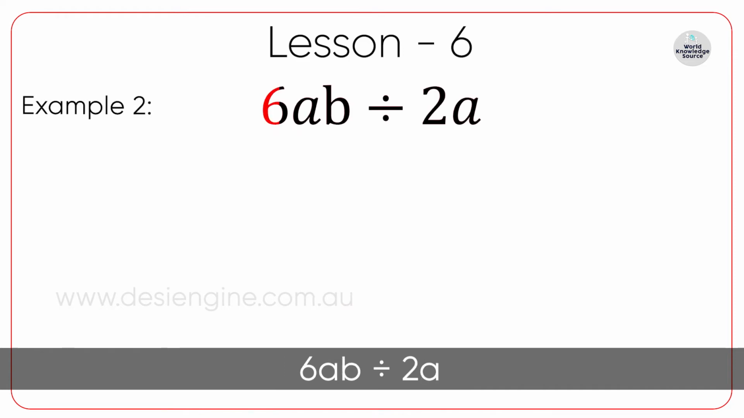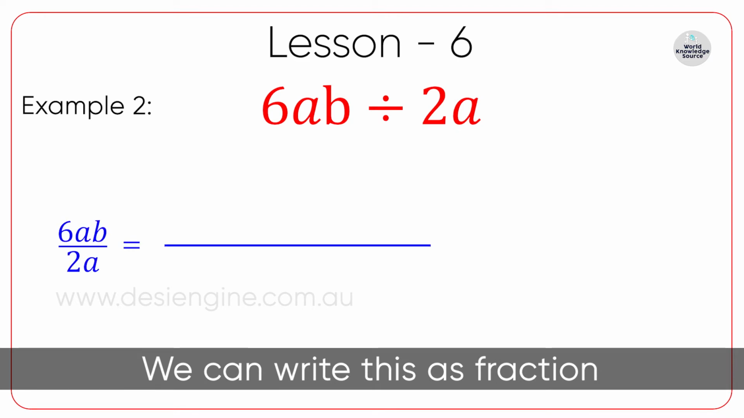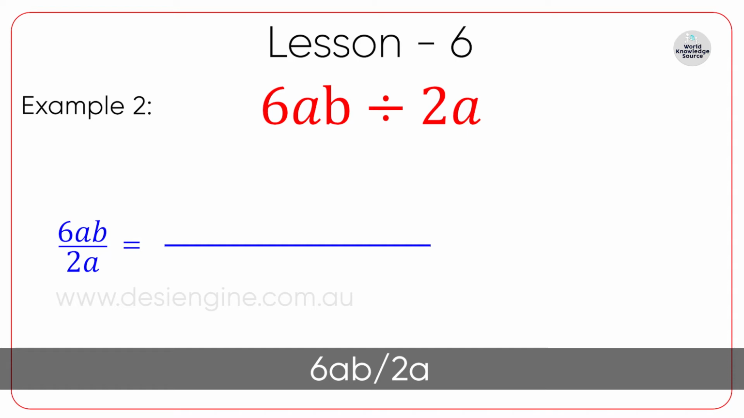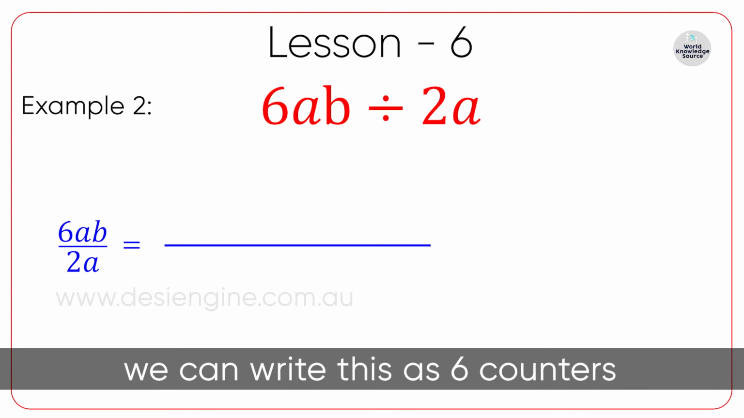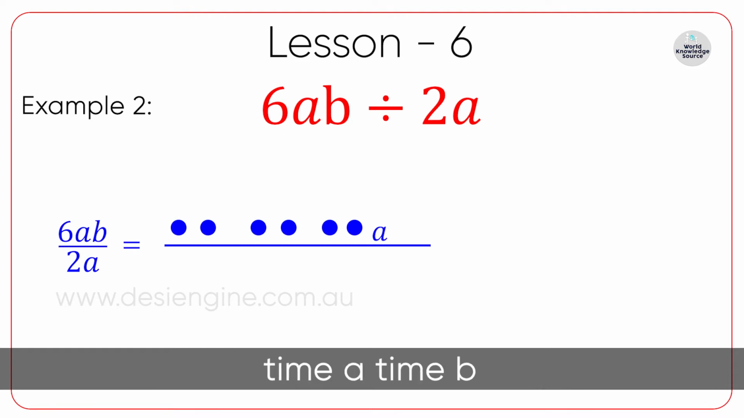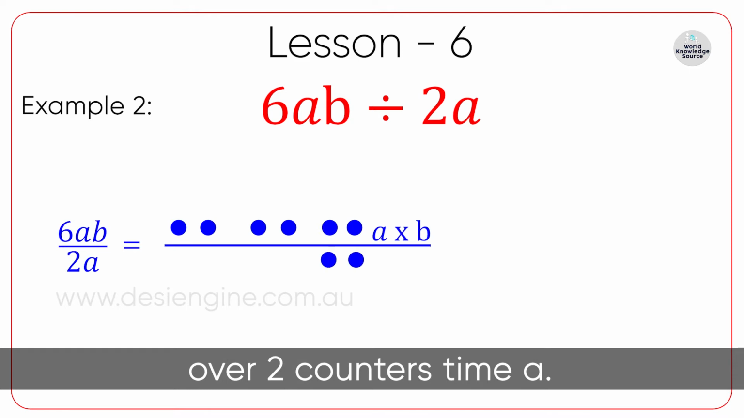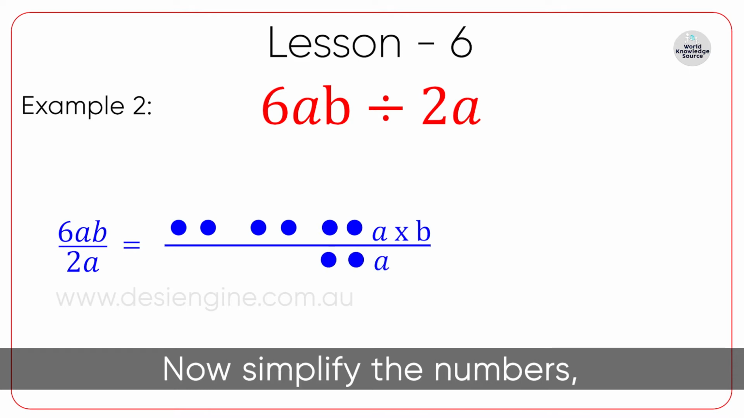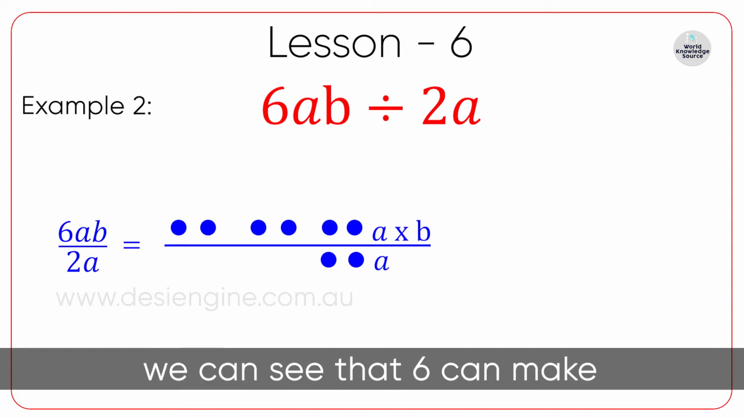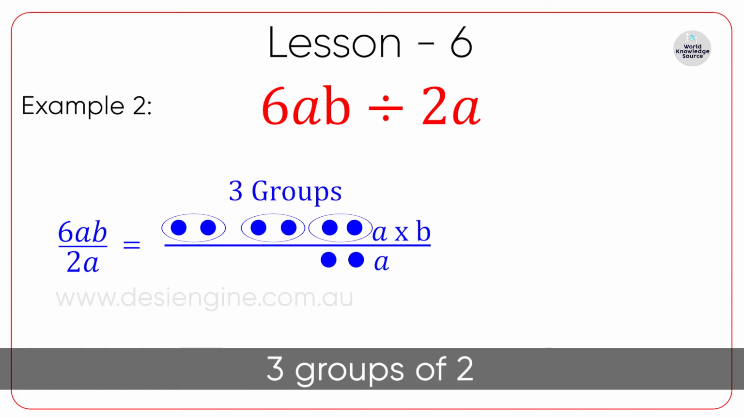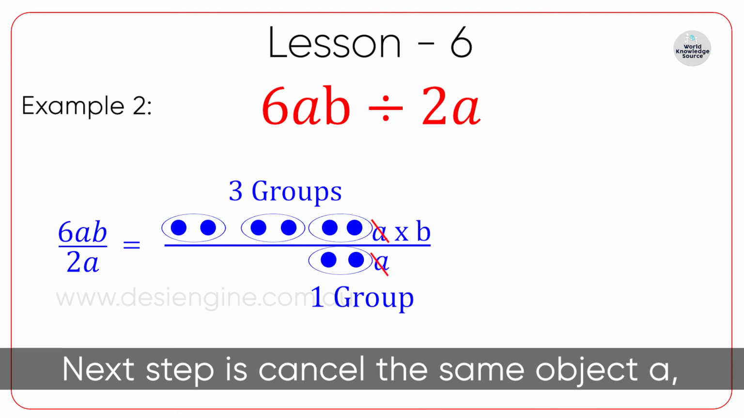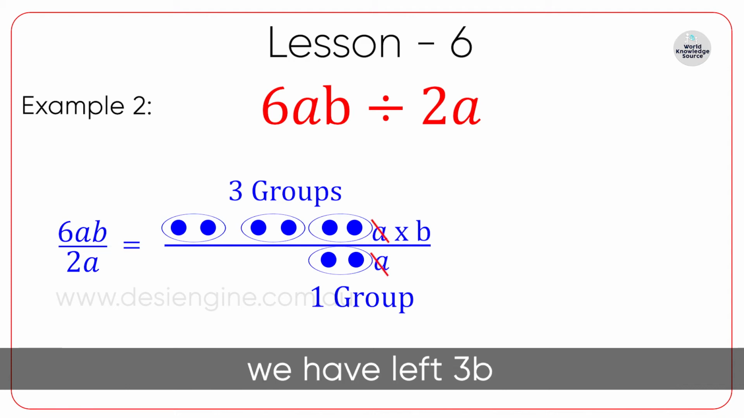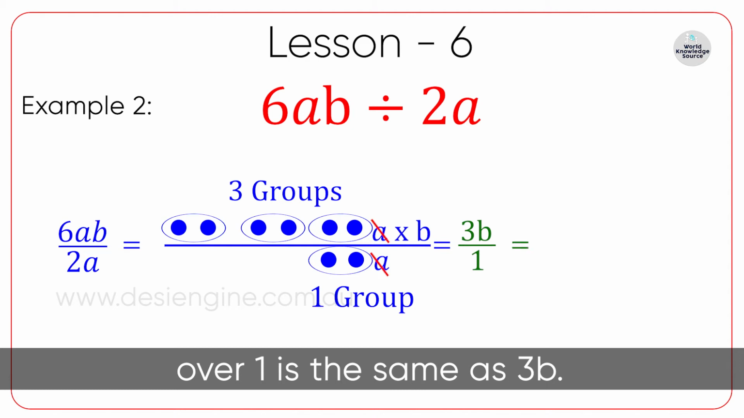Example 2. 6ab divide 2a. We can write this as a fraction, 6ab over 2a. Using the counters for the numbers, we can write this as 6 counters times a b over 2 counters times a. Now simplify the numbers, we've got 6 and 2. We can see that 6 can make 3 groups of 2, and 2 can make 1 group of 2. Next step is to cancel the same object a. We have left 3b over 1, which is the same as 3b.